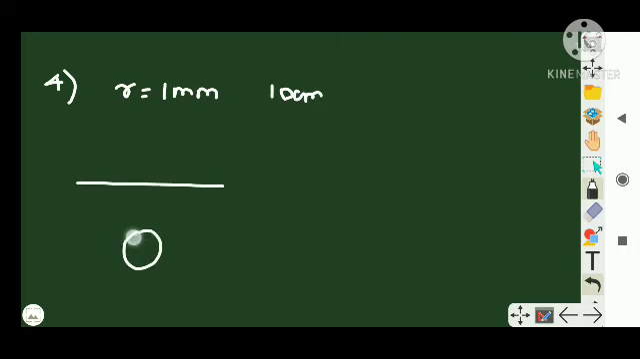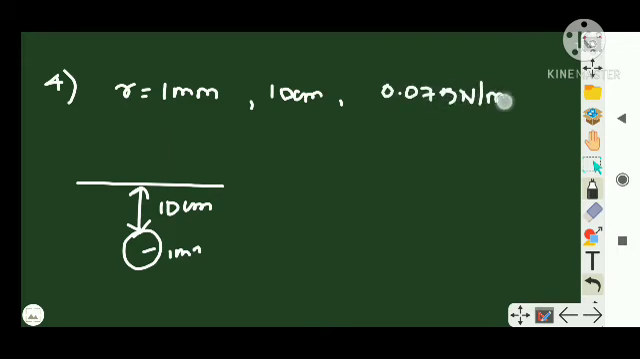I believe it is the fourth one. An air bubble of radius 1 mm lies at a depth of 10 centimeter from the free surface, like this. This one's radius is 1 mm. If the surface tension of the liquid is 0.075 Newton per meter and density is obviously water, 10 to the power 3 kilogram per meter cube, by what amount is the pressure inside the bubble greater than the atmospheric pressure? You ask how much is the pressure difference. We have to analyze this question a little bit.